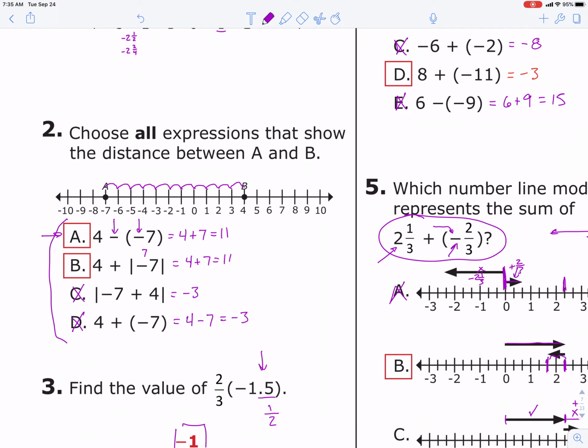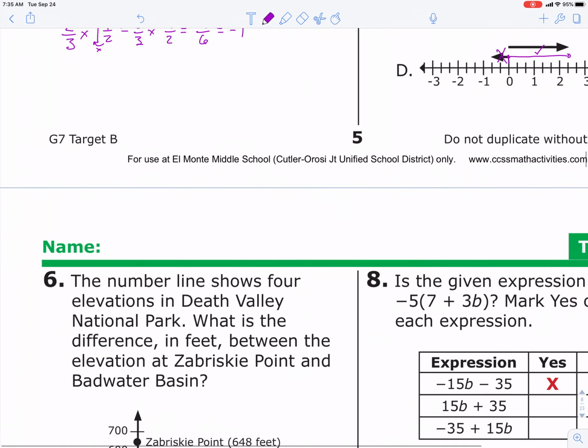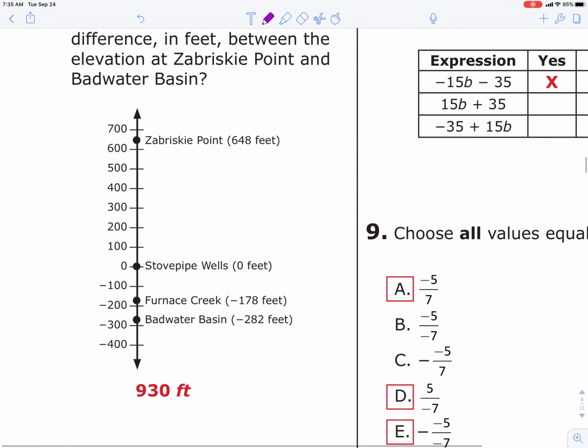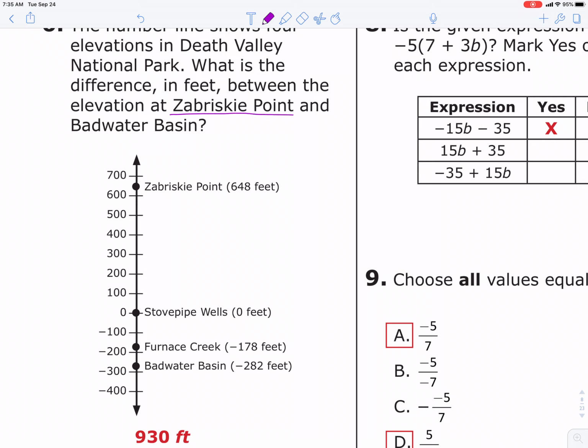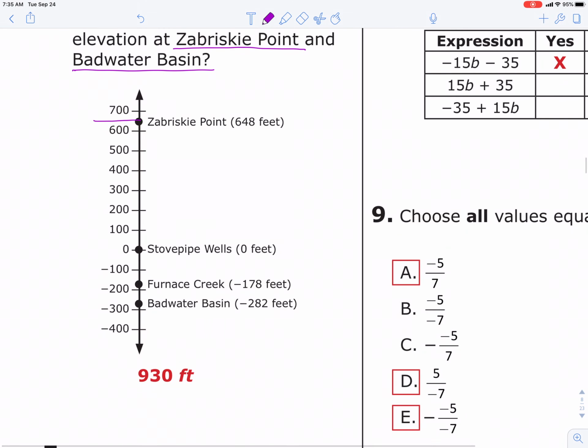How far are those 2 points apart? We don't care if it's positive or negative. We just care how far it is. Okay? If I put a tape measure down and I measure the distance, how far apart are they? Well, I need a really long tape measure here, but I need to find the difference between Zabriskie Point, that's here, and Badwater Basin. That's down here. I need the total distance.